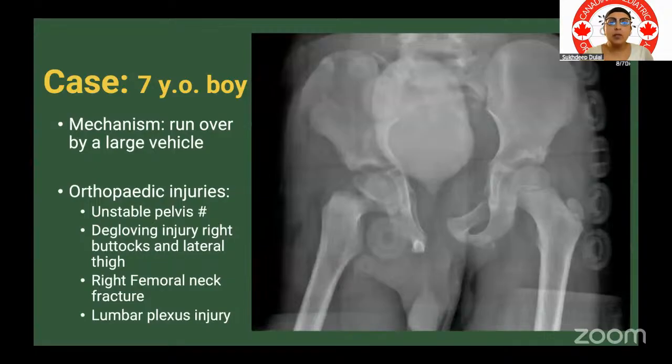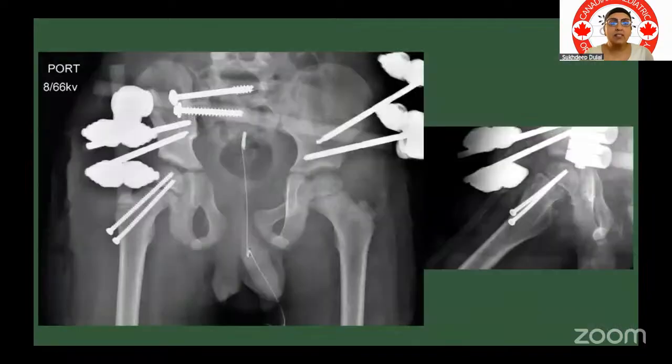So this was a 7-year-old boy who was run over by a very large vehicle and sustained numerous very severe orthopedic injuries, including an unstable pelvic fracture, a large degloving injury over the right buttocks and lateral thigh, a right femoral neck fracture, which you can see here, and a lumbar plexus injury. This was done at a different center, and they proceeded with emergently fixating the pelvis with the external fixator and placing cannulated screws across the physis for fixation of the fracture, which really is like a Delbet 1-2-ish. It's more a crush type fracture, but that's in the region of where it is.